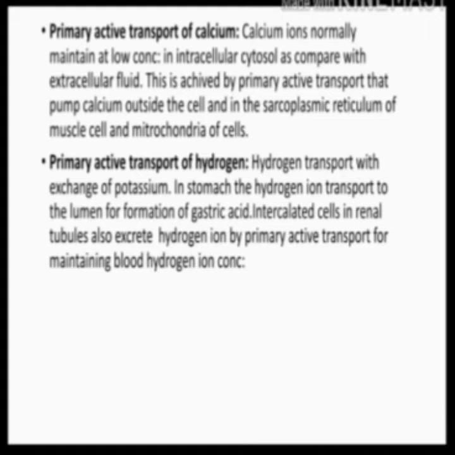Third one is primary active transport of hydrogen. In different body places, the transport of hydrogen is needed. In the stomach, the proton pump pumps the hydrogen that binds with chlorine and forms hydrochloric acid. Second, transport of hydrogen is present in renal tubules that excrete a large amount of hydrogen to maintain the concentration of hydrogen ion in blood.